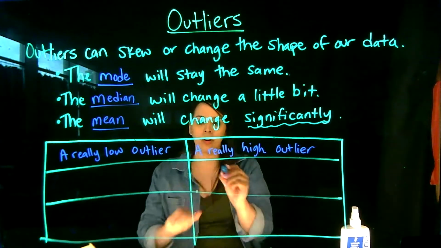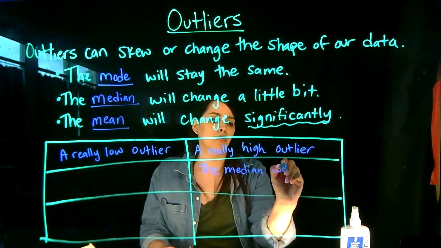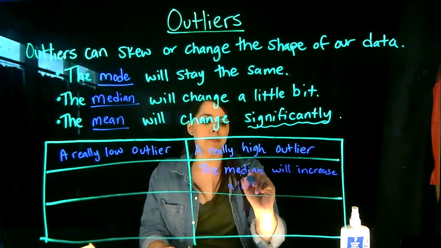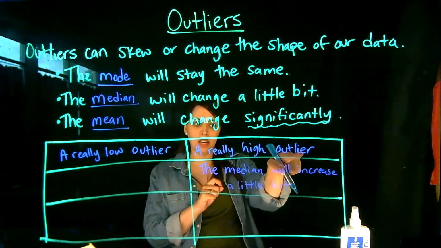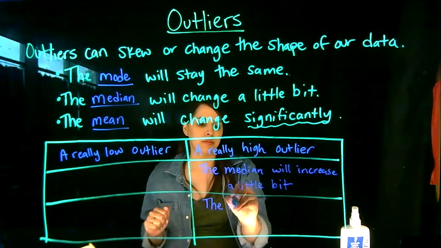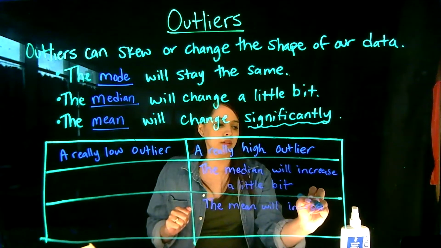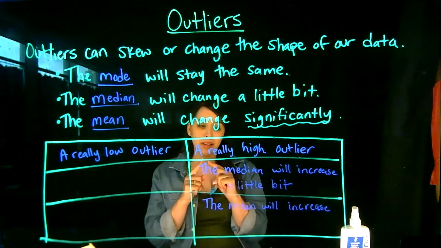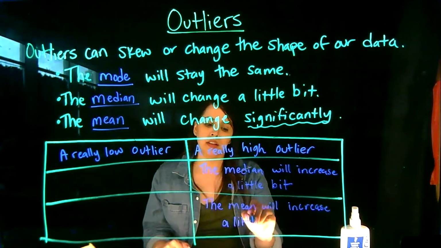So inside here, you're going to write the median will increase a little bit. So the median is going to increase a little if you have a really high outlier. And the same thing will happen for the mean. So the mean will increase with the high outlier. I honestly think that the mean will increase more than a little bit, but we're just going to write a little bit because it just depends on the case.